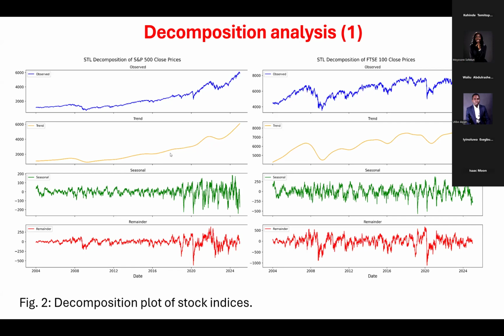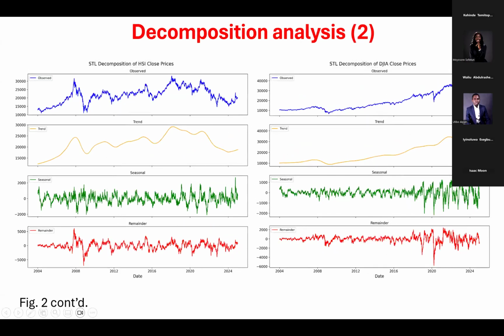If you look at this first one, the S&P 500, it shows that this data is nonlinear. You could see how it's going up, down, up, a little down. We could see the trend, the seasonality, and we could observe the remainder component. So we did that for the other data. As you can see, the HSI and the DJIA, representing each country.